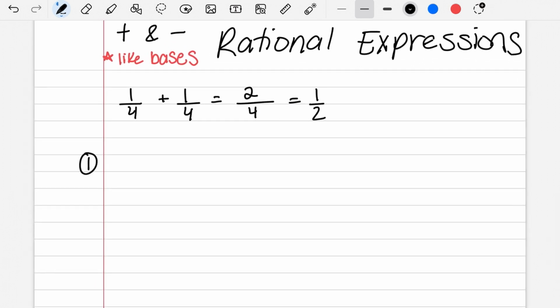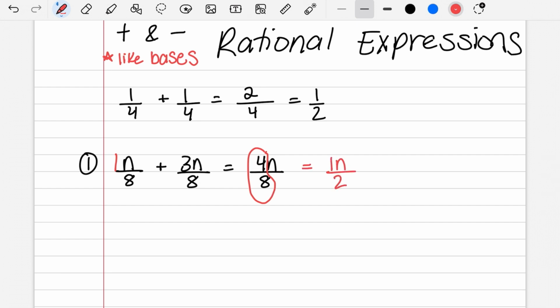For example, let's pretend I have n over 8 plus 3n over 8. I'm going to combine the numerators, the n plus 3n, to get 4n over 8, because don't forget, there's a little invisible 1 right there. Once I add them, I can see that I can simplify 4 over 8 to get 1/2. So 1n over 2.